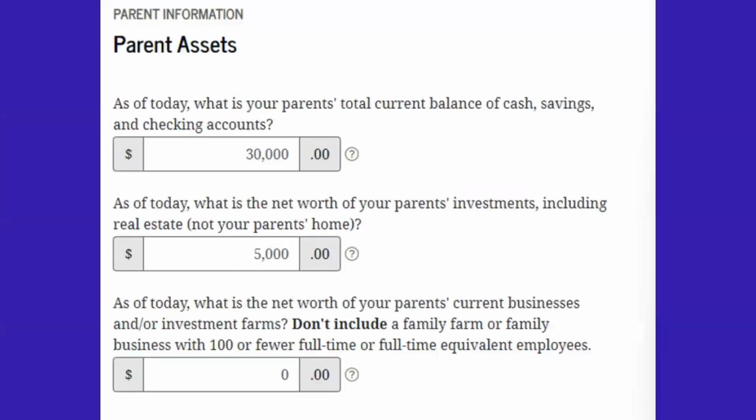Okay. As of today, what is the parents' total current balance of cash, savings, and checking accounts? So they want to know how much money you have. They also want to know your net worth of parents' investments, including real estate, but not your parents' home. So your primary residence is not included in this valuation. If you have a second home, unfortunately, you have to include that, but a single home, a primary residence is not included. And then they want to know the net worth of the parents' current business and or investment farms.